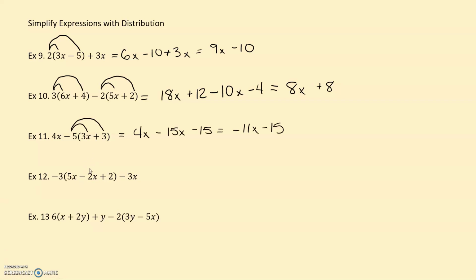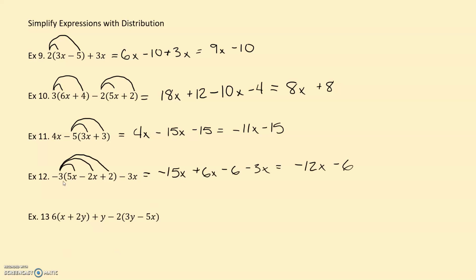For example 11, we have the negative 5 to distribute to the 3x and the 3. So negative 5 times 3x is negative 15x. And then negative 5 times 3 is negative 15. The 4x stays out in front, does not get distributed because it's not being multiplied by this expression. So then we can combine like terms. 4x minus 15x is negative 11x. And then the negative 15 just stays out in the end.